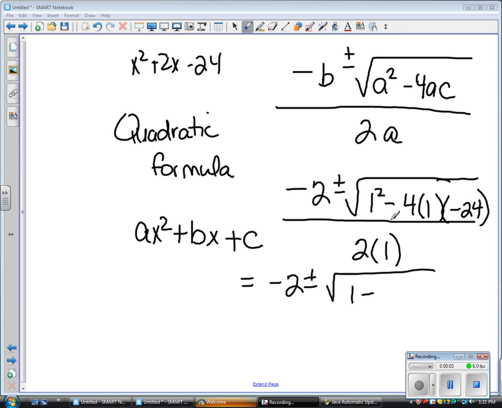Alright, this 4 looks like a negative 4, correct? Okay, so I have negative 4 times a positive 1, which is negative 4. What is negative 4 times negative 24? Positive 78.